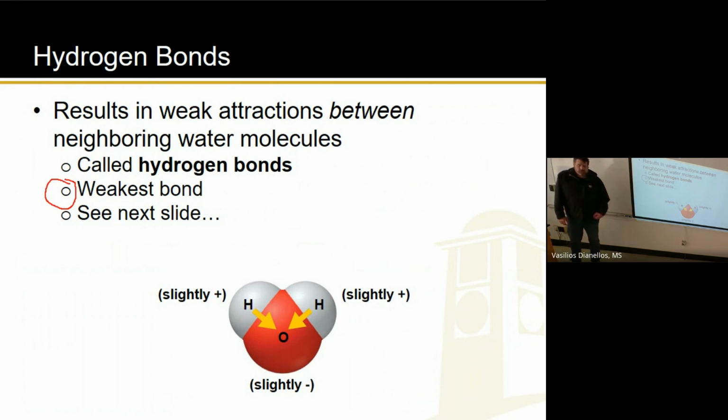Here, they're doing neither of those. They're not sharing electrons. They didn't give up any electrons. They didn't take any electrons. So they're not fully positive or fully negative, but they're partially positive and partially negative. And that's why they're the weakest of the bonds.